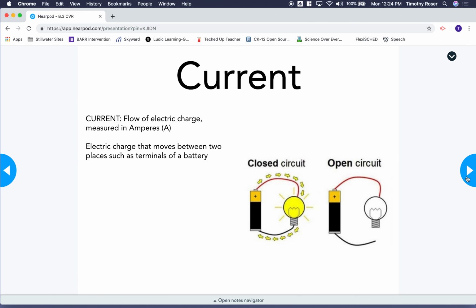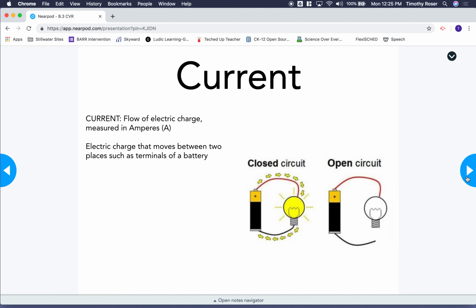All right. So, first thing we're going to talk about is current. And we talked a few days ago about electric charge, and that's just the amount of electrons that there are in a system. Now, current is when those electrons are moving, or the flow of electric charge, and we measure that in a unit called amps or amperes, which we use A to represent.